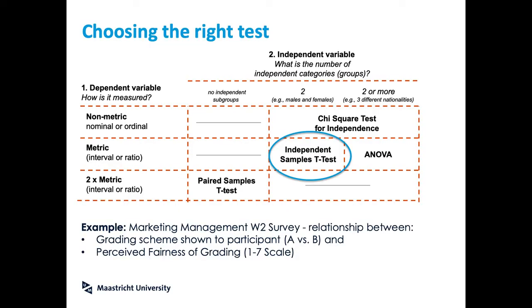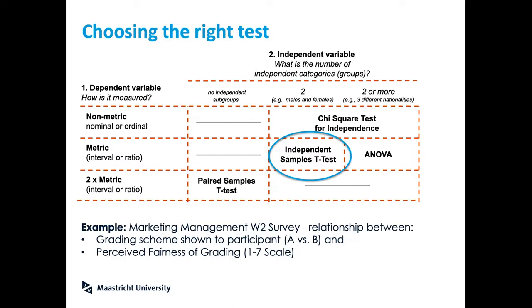As you likely recall, you'll be conducting an independent samples t-test when you have a dependent variable that is measured on a metric scale, interval or ratio, and an independent variable with exactly 2 independent groups, for instance, males or females, or as in the example of the Marketing Management Week 2 survey data, 2 different grading schemes that were randomly shown to participants. So grading scheme A versus scheme B.